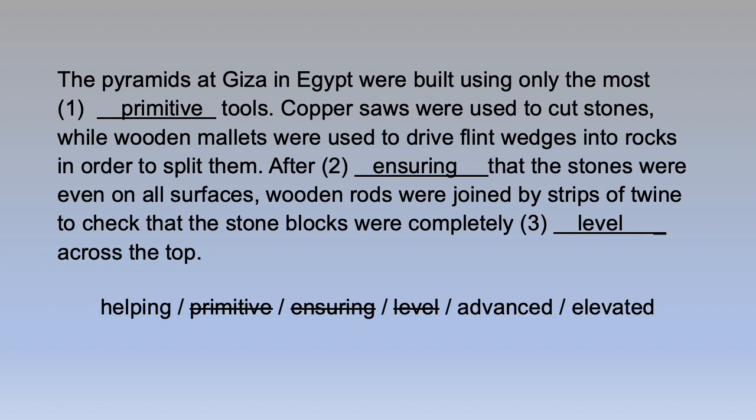Level meaning straight across the top. Level is an adjective which is describing the stone blocks. Again, we have other adjectives here, but they don't convey the correct meaning, so we need level for our answer choice for gap 3. Again, if you need more time here to study the answer, please pause at this point.